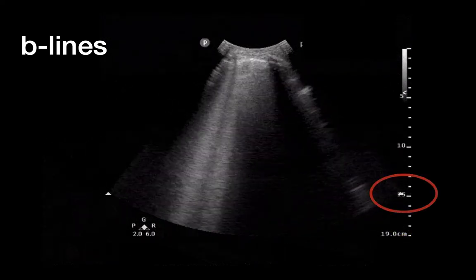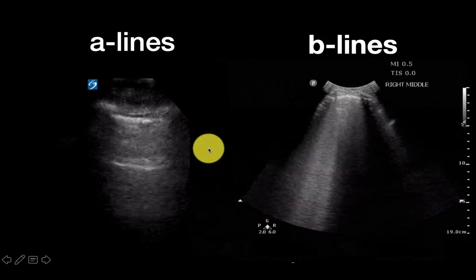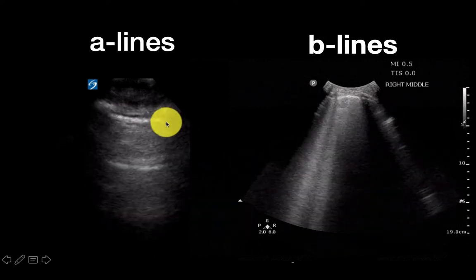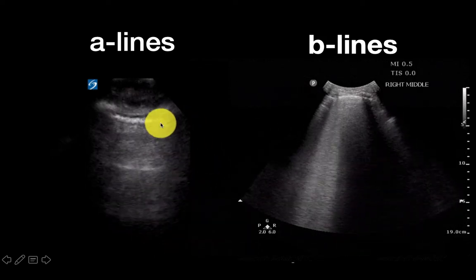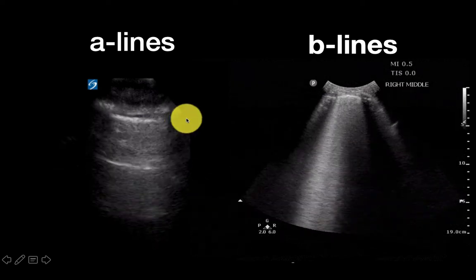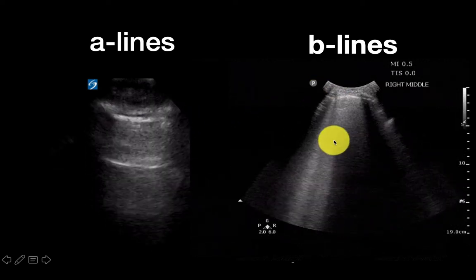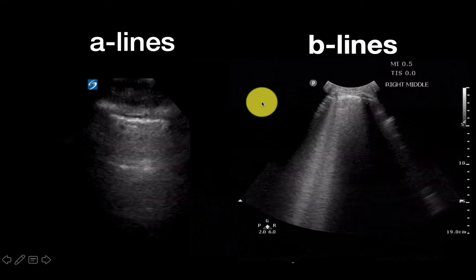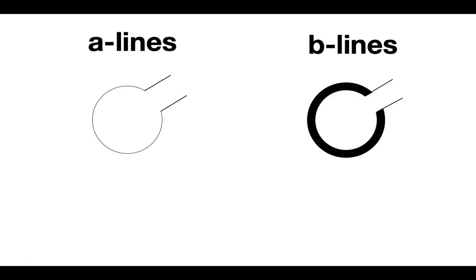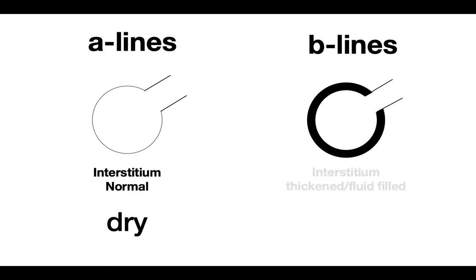So just to compare, A lines versus B lines. A lines are those artifact lines, those equidistant copies of the pleural line that you're seeing here, whereas B lines are those bright white comet tails that streak all the way down your screen. What's going on at a molecular level is in A lines, the interstitium is normal, and the air in the lung is scattering the ultrasound beams. This could be thought of as a dry lung, whereas in B lines, the interstitium is thickened or fluid-filled, so you can consider this to be wet lungs.